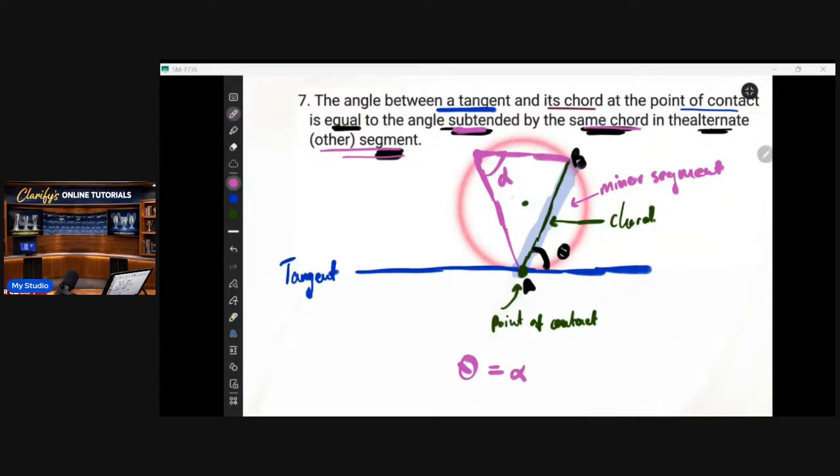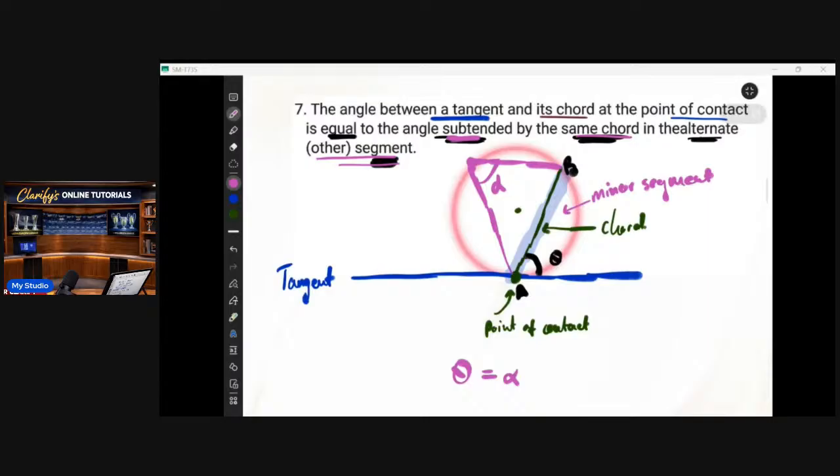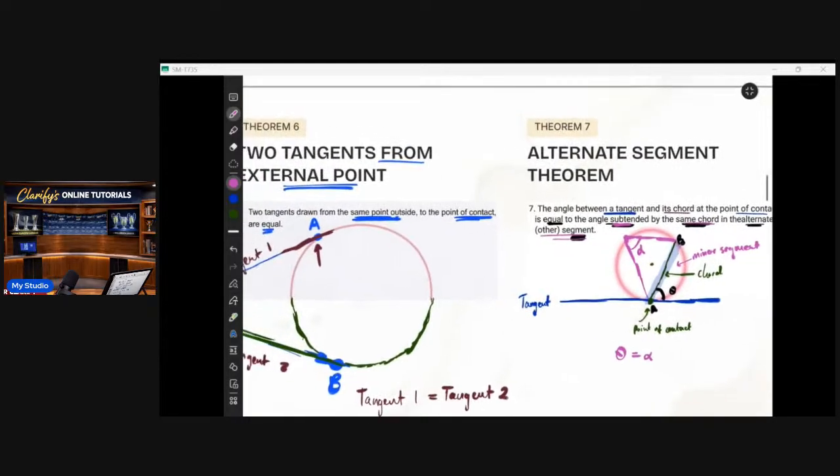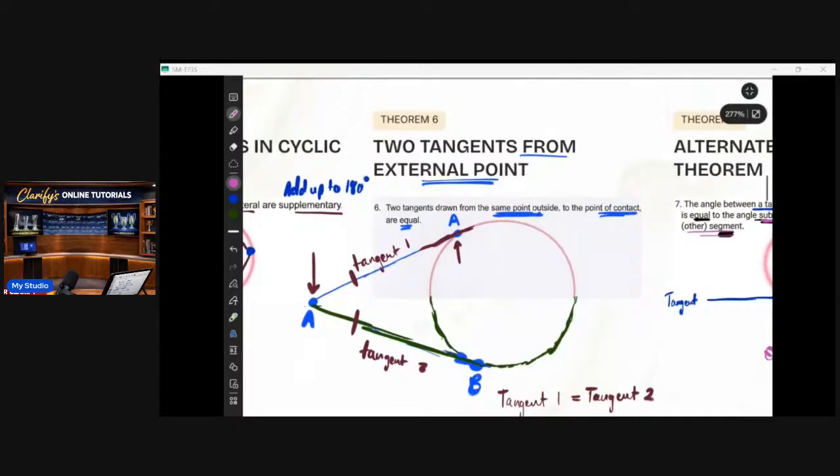What is the angle made by the chord? Angle alpha, because one leg is at A, the other leg is at B, so it's being made by chord AB. So these are the 7 circle theorems. This is the hard bit. You can know them. The angle between a chord and a tangent is the same as the angle made by the chord in another segment. That's it.